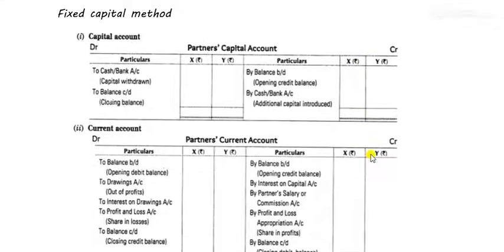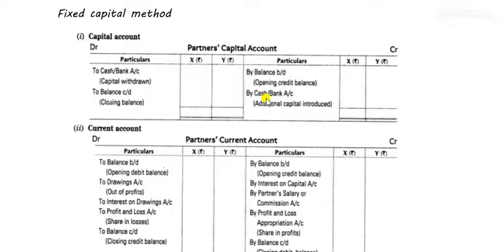Before starting the illustration, let me give you a revision of what we had learned in the last class. In the fixed capital method, there are two accounts that have to be created. One is partner's capital account and the other is partner's current account. The capital account will only have those items which are related to the capital of the partners, such as opening capital, closing capital, capital introduced, and capital withdrawn.